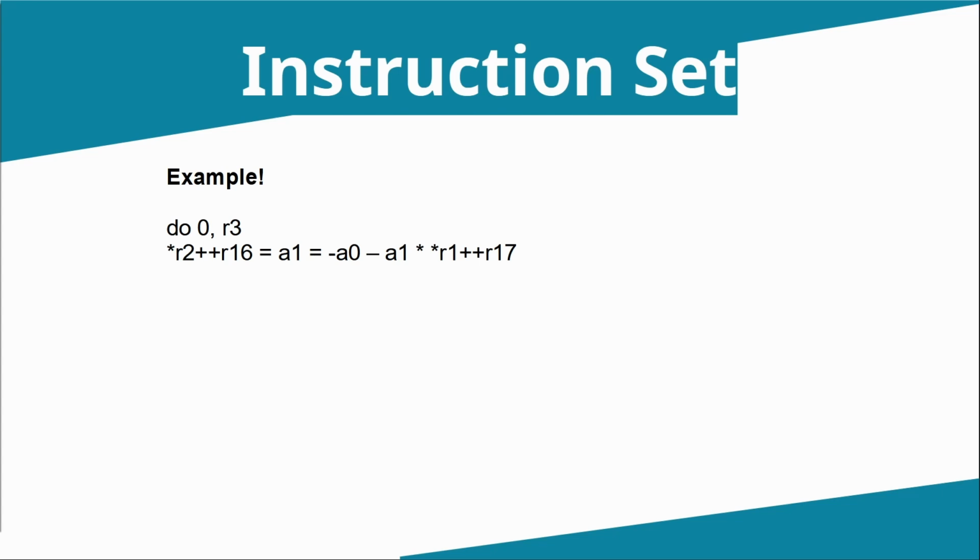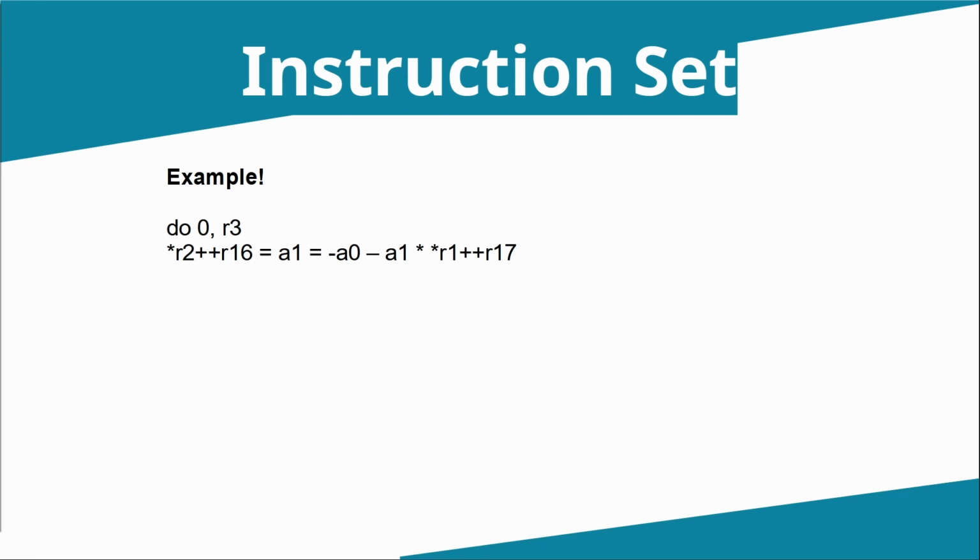So the first line, do 0, R3. In other words, do the next one instruction, the number of times that is in register 3 plus 1. So if register R3 contains 4, then we're going to repeat the second line that we can see there 5 times. And what is that second instruction? Well, let's walk through that.